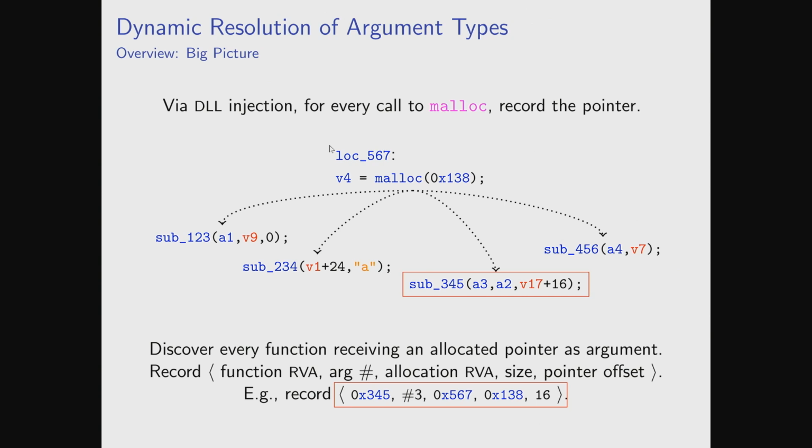So basically, anytime a pointer is allocated, I want to find out anytime subsequently a function is called where one of its arguments is derived from that pointer. So for example, we have this allocation taking place at location 567. It's an allocation of size 138, and it's flowing into sub 345. The third argument and the offset is 16. So I want to record data such as function was 345, argument was 3, allocation site was 567, size was 138, and the offset was 16.